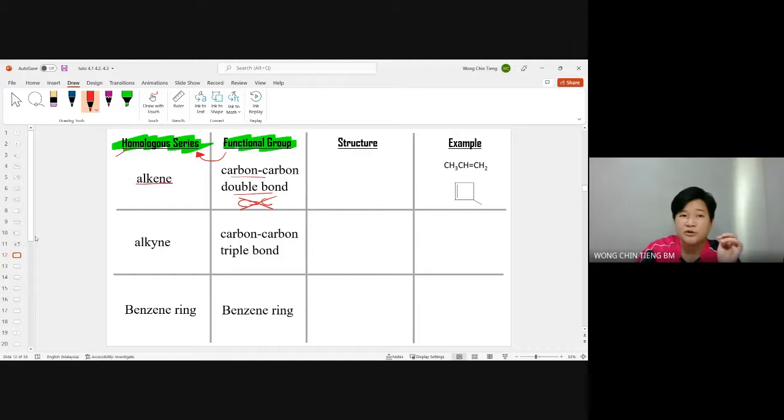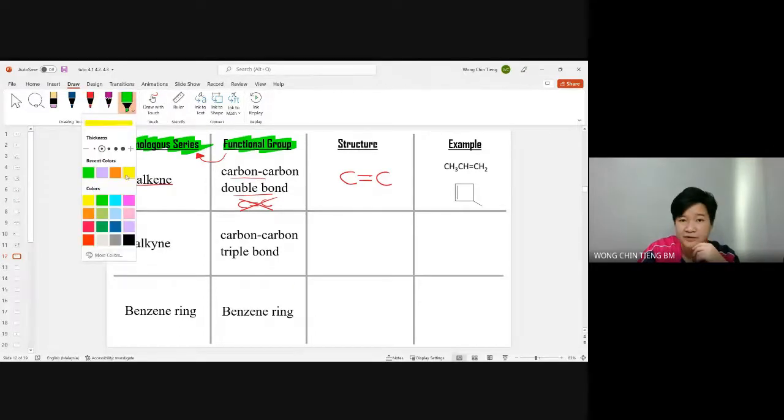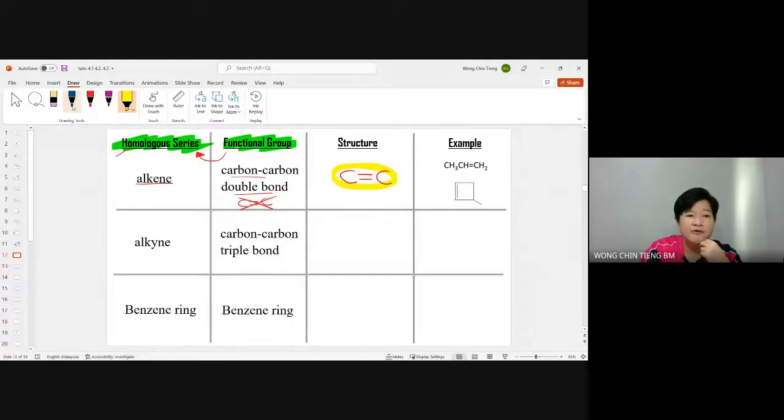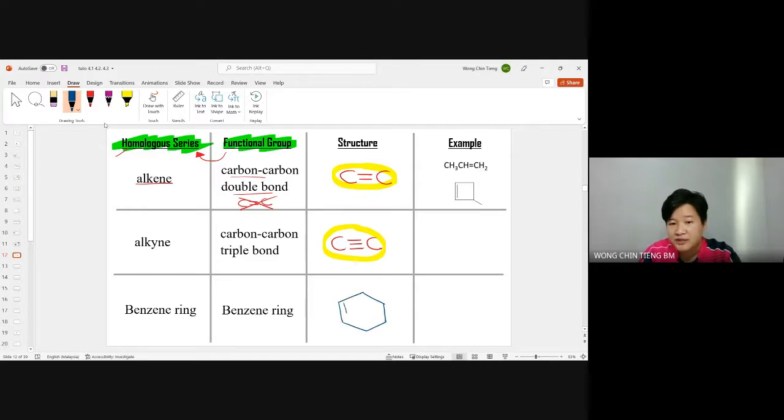Okay? So the structure that give rise to the carbon-carbon double bond is your C double bond C. That is the structure that we are looking for. Alkyne is your carbon-carbon triple bond. Carbon-carbon triple bond is your C triple bond C. That is the structure that we are looking for. Okay. Next, benzene ring. Benzene ring is a 6-carbon ring with 3 double bond alternate each other. That is benzene ring. So, soalan teacher, adakah yang ni benzene ring?